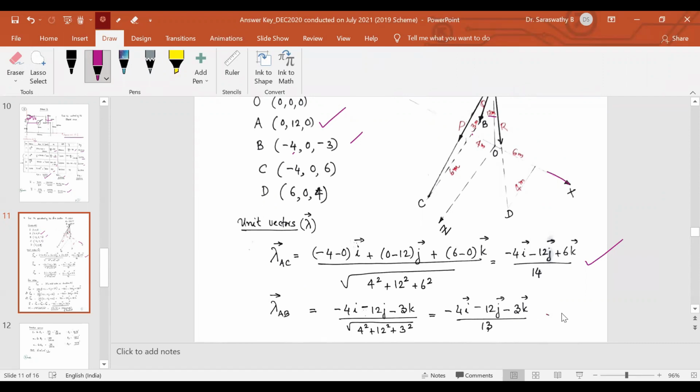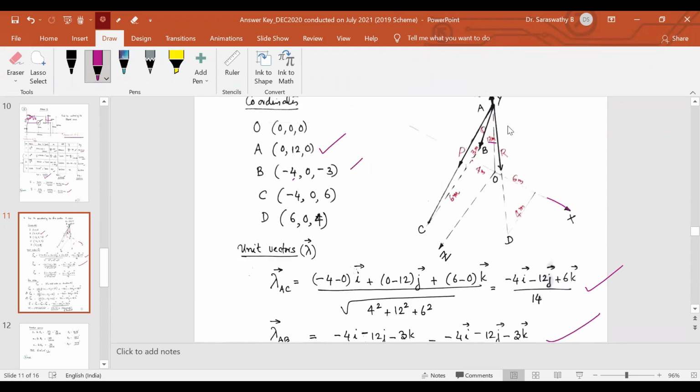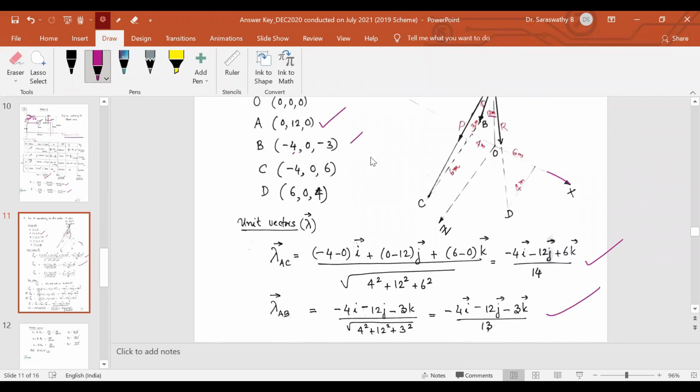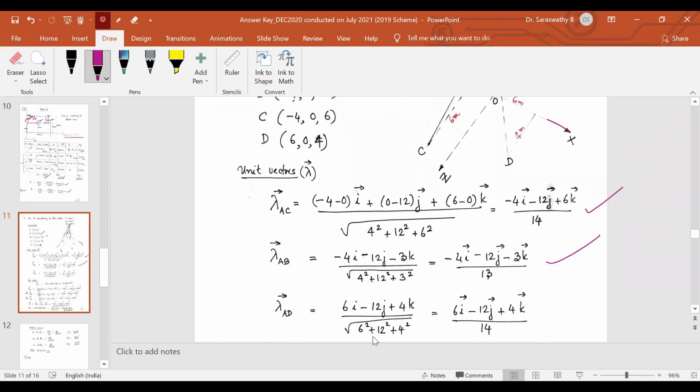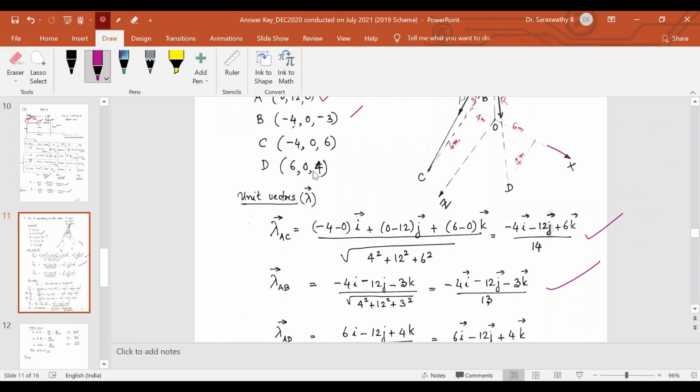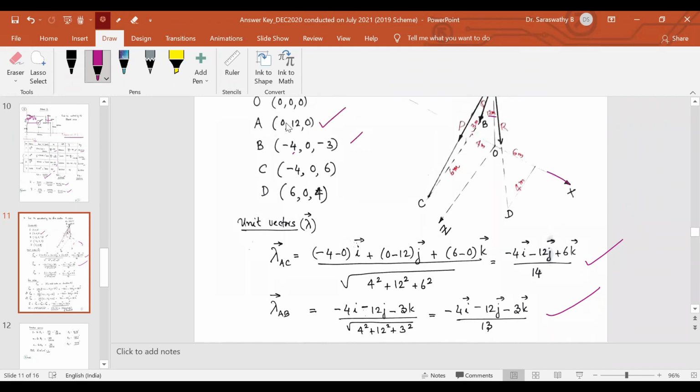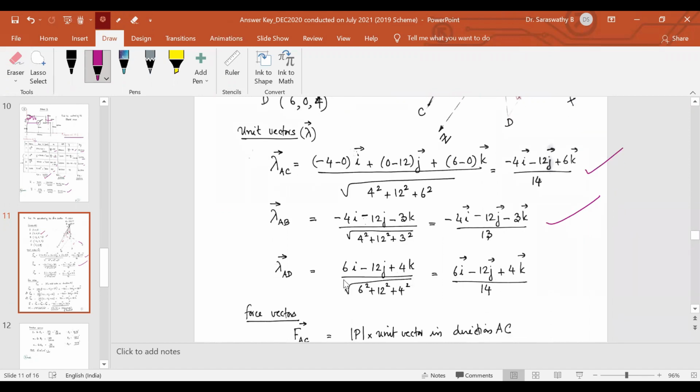So we'll get this. Next, we have to get AD, the unit vector in direction AD for the third force. Lambda AD will be, similarly, D minus A: 6 minus 0, 0 minus 12, 4 minus 0. So 6i minus 12j plus 4k divided by its magnitude. So these are the three unit vectors in direction AC, AB and AD.